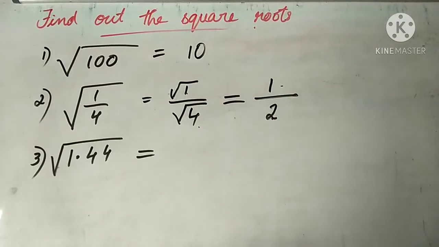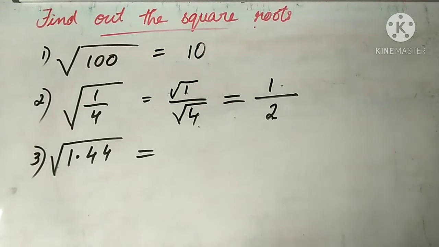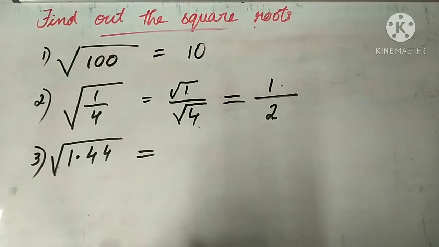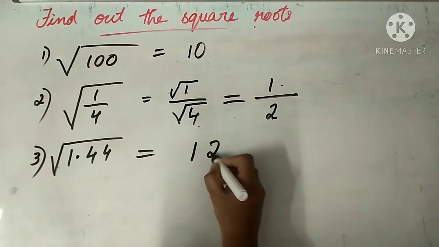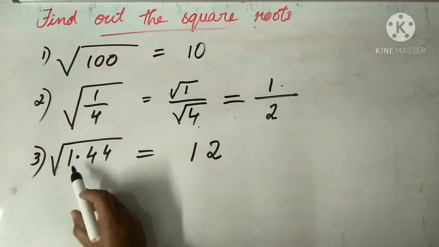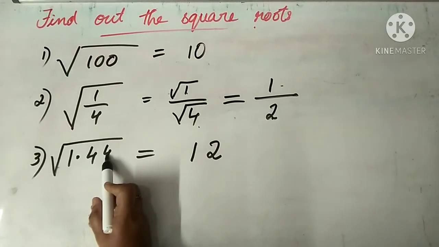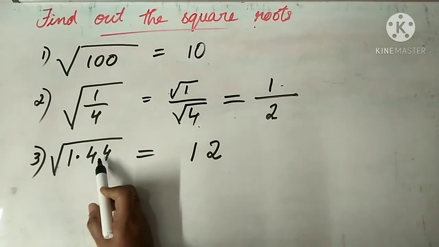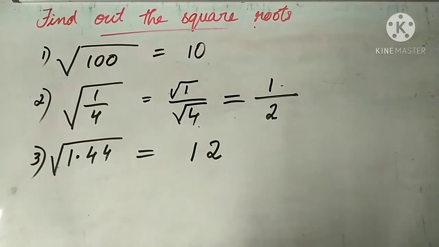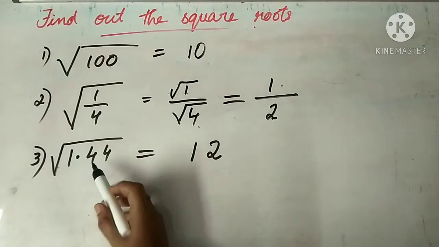Third question, square root of 1.44. Just ignore the decimal and see 144. What is the square root of 144? We know 12 into 12 gives 144. So 12 is the square root of 144. But here it is 1.44. How many digits are there after the decimal point? 2 digits are there. So we have to take half of that. Half of 2 is 1.